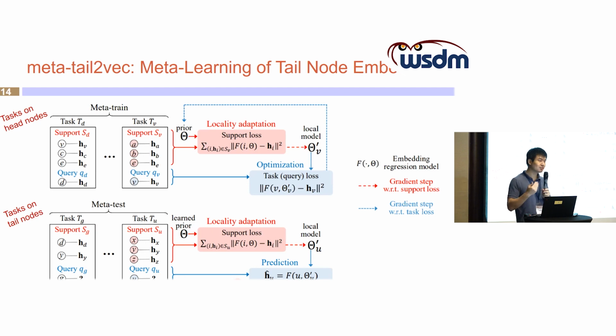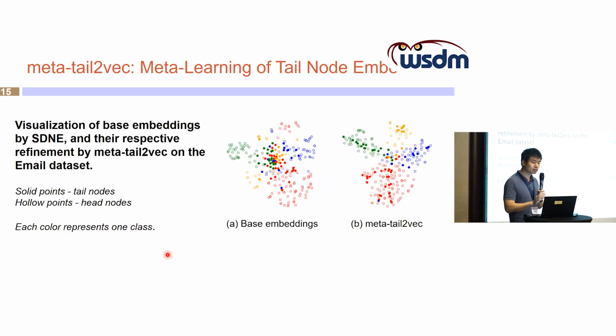So by using this meta-learning framework, we actually enable a kind of knowledge transfer from the head nodes to tail nodes. The main high-level idea here is that we look at how head nodes are able to generate their high quality embeddings and transfer that common knowledge, the prior, to the testing stage, right? For the tail nodes. So here are some visualizations of the embeddings we learned, right?